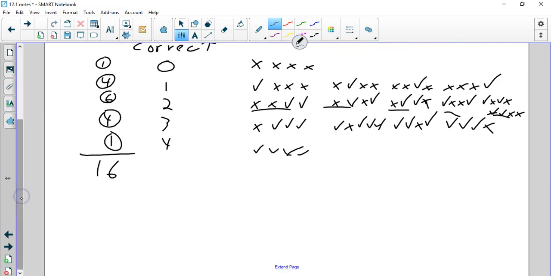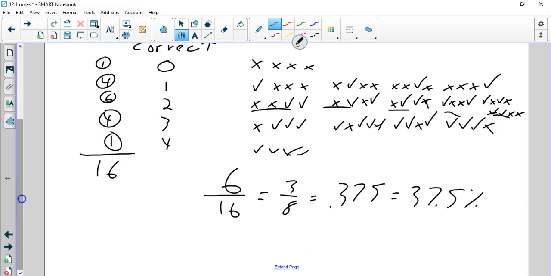So what's the probability? Well, I'm looking at 6 outcomes out of 16 outcomes, which we can reduce to 3 out of 8, but probability is the one place in math you don't have to reduce. So either one of those is correct. Also 0.375 and also 37.5%.